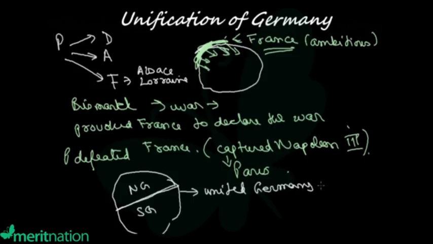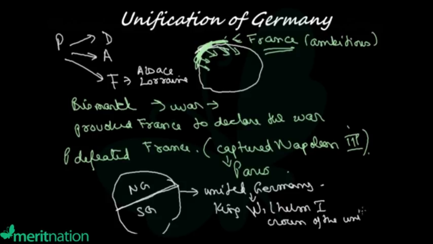Thus the dream of Bismarck to have a united Germany was established, where King Wilhelm the First was declared as the new crown of the united Germany. So it was because of Bismarck's efforts that Germany could be united.